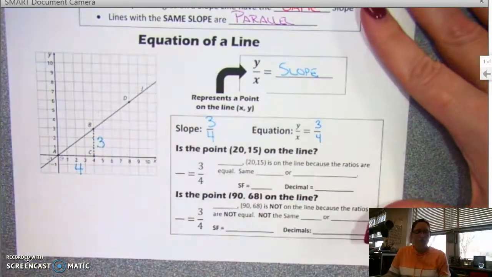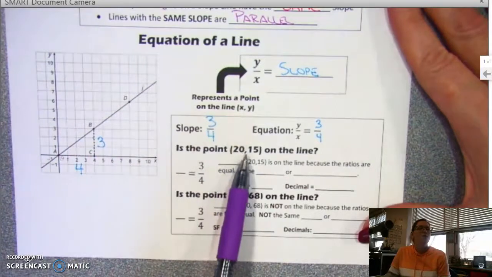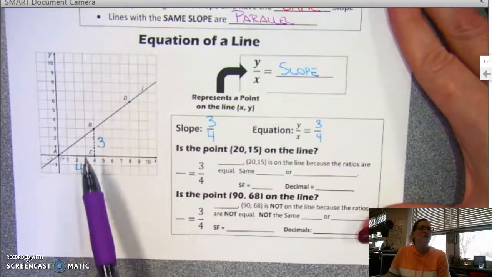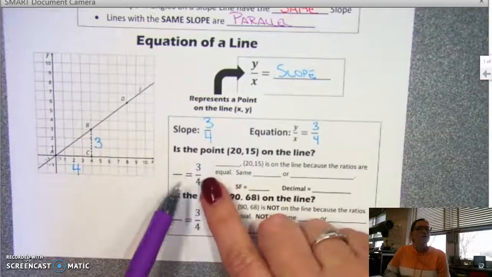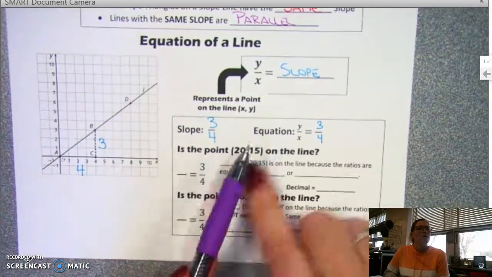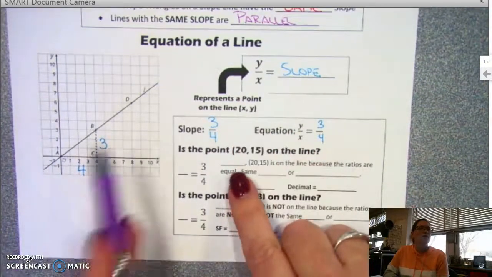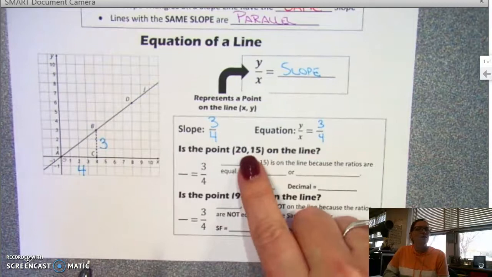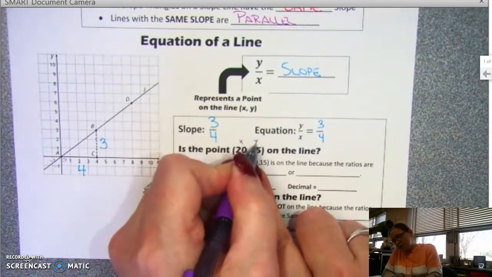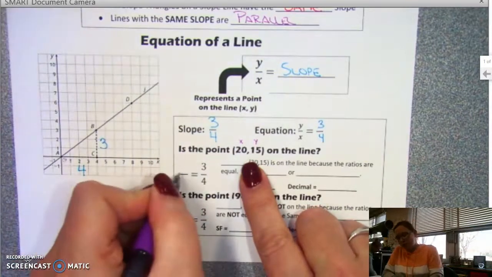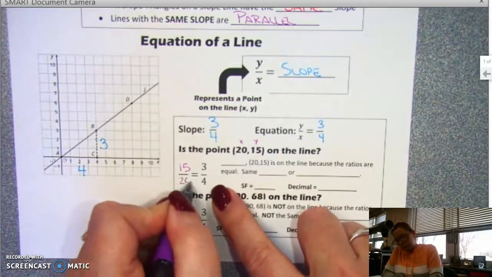So then what did you have to do with that equation? Well, now you should be able to identify, if I give you a point, whether you can see it on the graph or not, if that point would be on the line. So if we start here, here is our slope. Now we're going to replace the y and the x with the point that we're given, or any point that we want to check. This point is (20, 15). So remember, 20 is my x value and 15 is my y value. So my y goes on top, that'd be a 15. My x on the bottom, there is your 20.